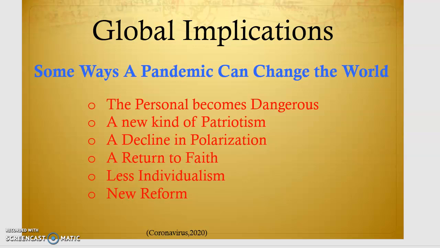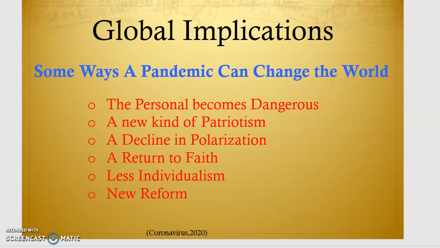The personal becomes dangerous, and that means the comfort of being with others is replaced by a greater comfort of absence. A new kind of patriotism, as we're seeing many people of the communities honoring nurses and doctors and healthcare workers, and that is something totally different and away from government. A decline in polarization. People will begin to look past their differences when faced with a shared external threat.